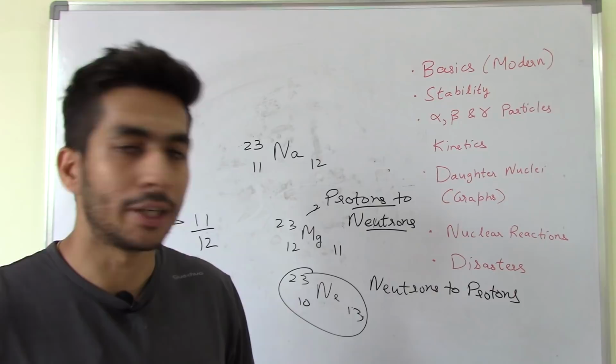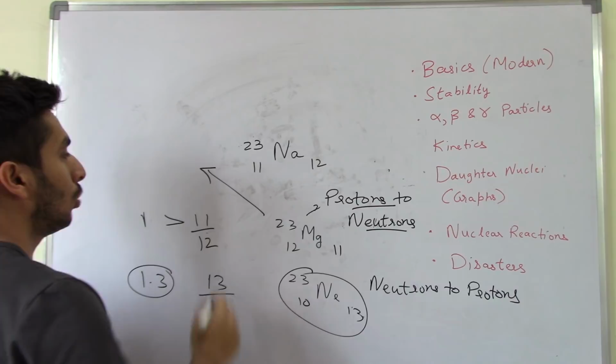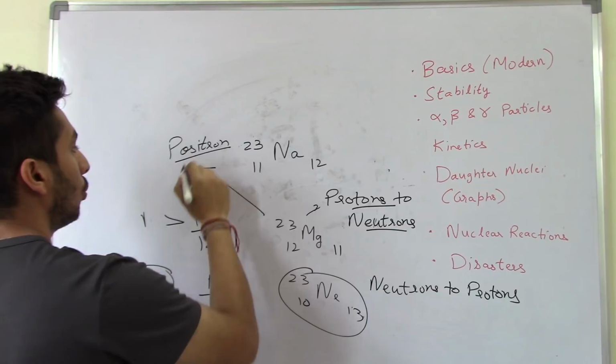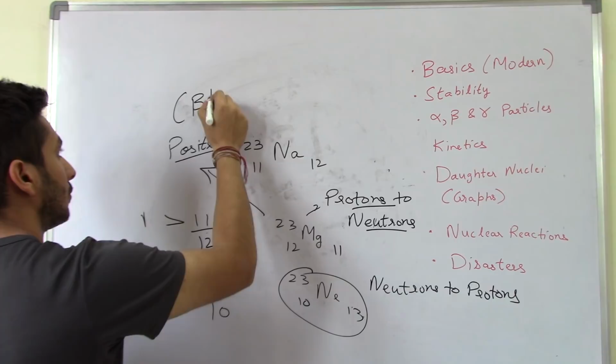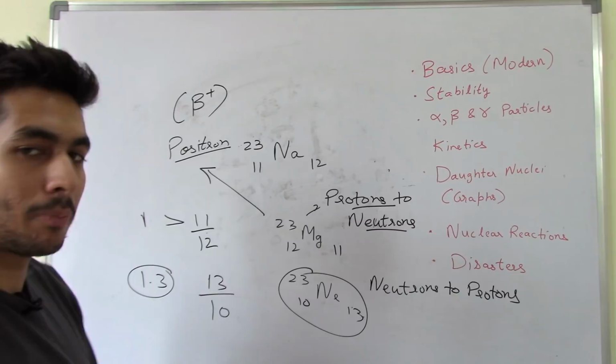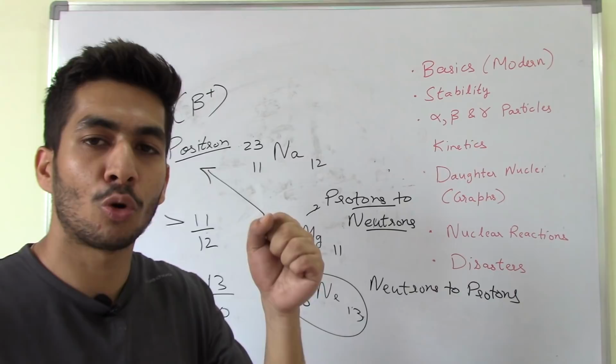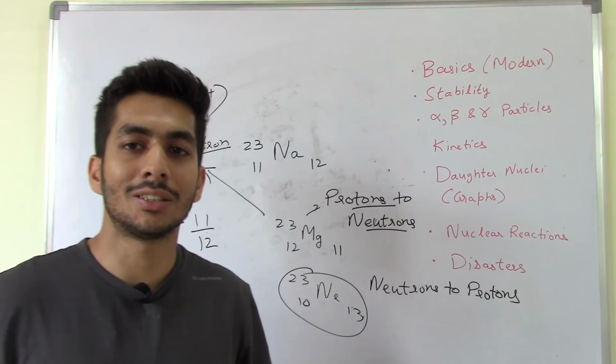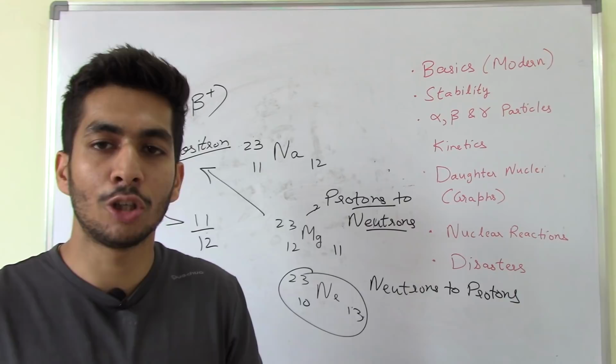If from this I do a positron emission, P-O-S-I-T-R-O-N, a positron emission, which is represented by beta positive, I'm basically taking the positive charge out of the nucleus. A proton is plus 1, positively charged. If I take out the plus 1 charge from a proton, it becomes neutral. That means it converts into a neutron. This is not exactly what happens, but to explain it in a simplified manner, I am explaining it like that: a positron emission is basically emission of a positive charge.